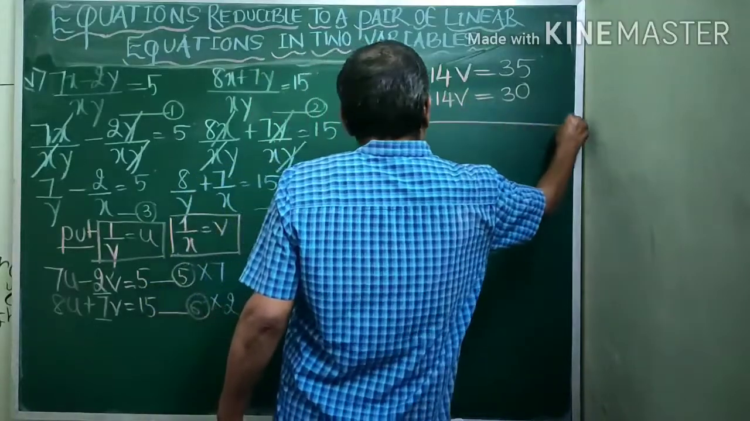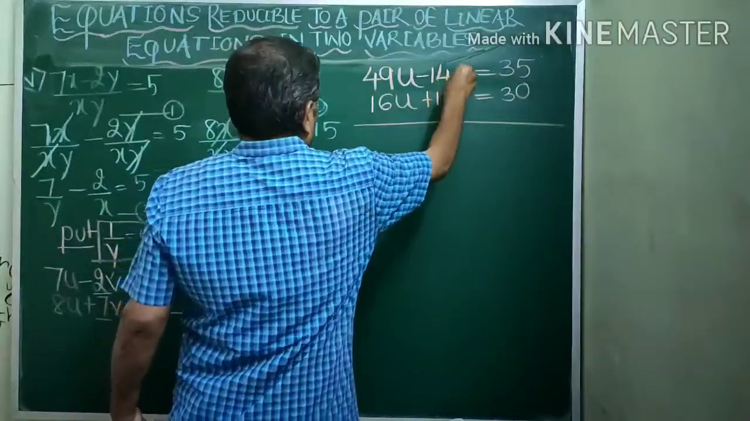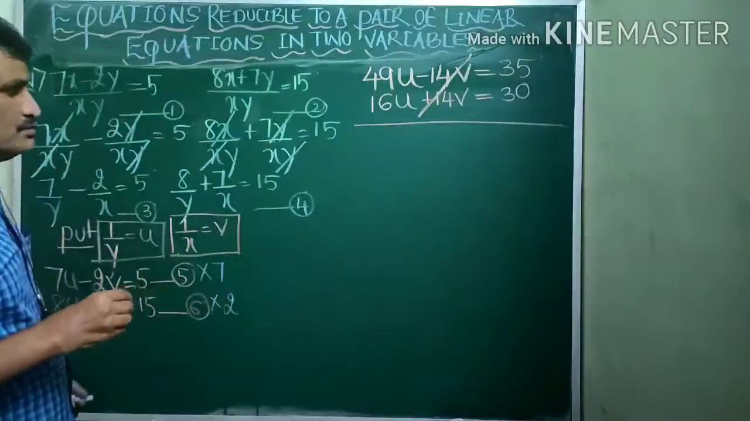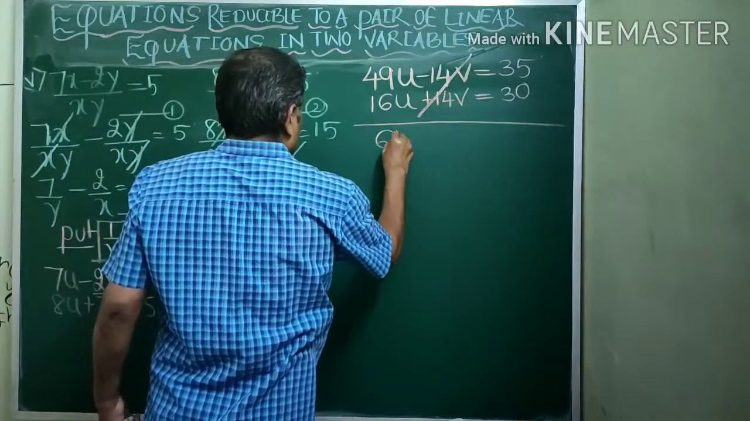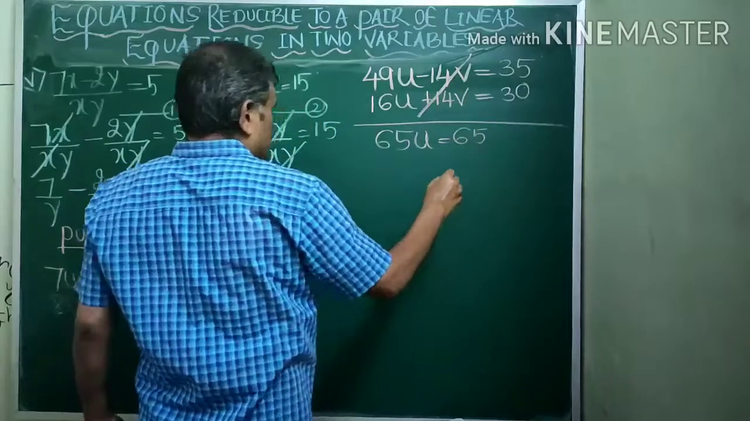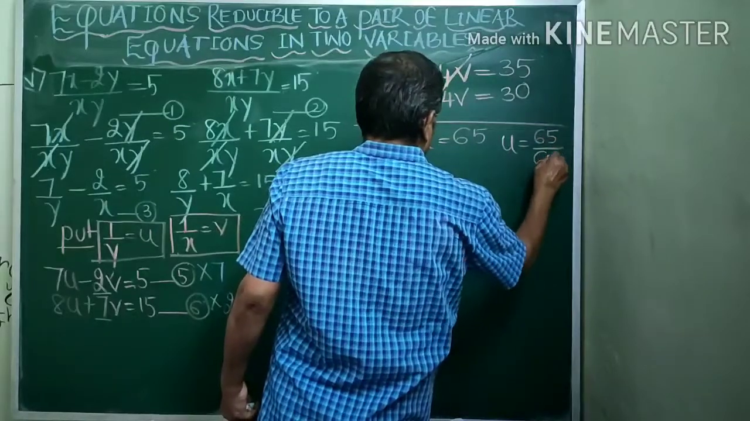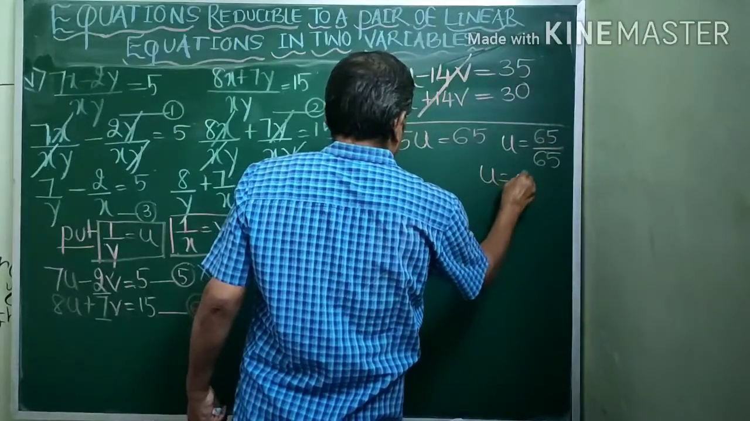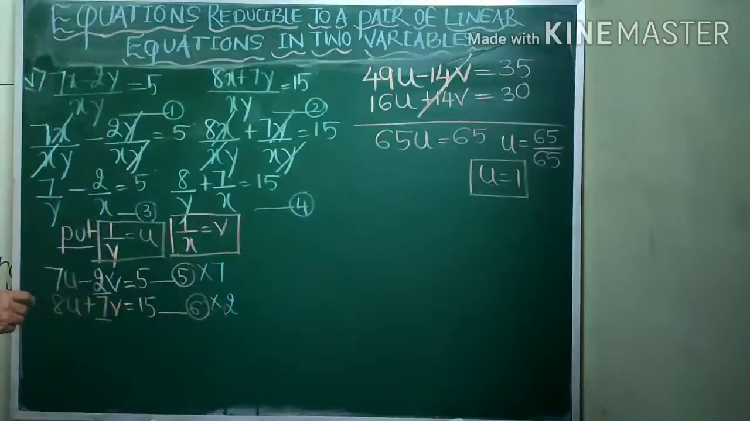Now here children, I need not change the sign also, because minus 14v plus 14v gets cancelled on its own. So finally what I get here is 65u is equal to 65. So that means u is equal to 65 by 65, so u is equal to 1. Now children, if I put this u is equal to 1 in either the 5th or 6th equation, I will get the solution for v.